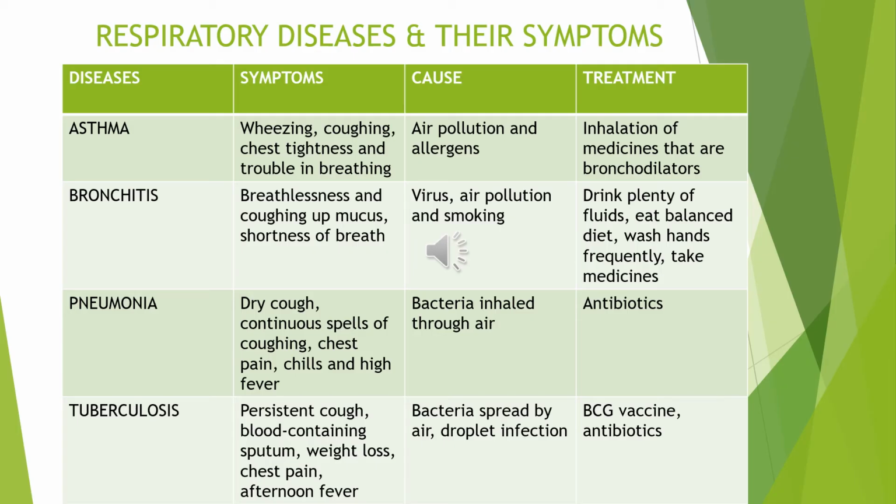This chart shows you the different kinds of respiratory diseases, their symptoms, causes, and treatment. Asthma. Symptoms: wheezing, coughing, chest tightness, and trouble in breathing. Cause: air pollution and allergens. Treatment: inhalation of medicines that are bronchodilators.